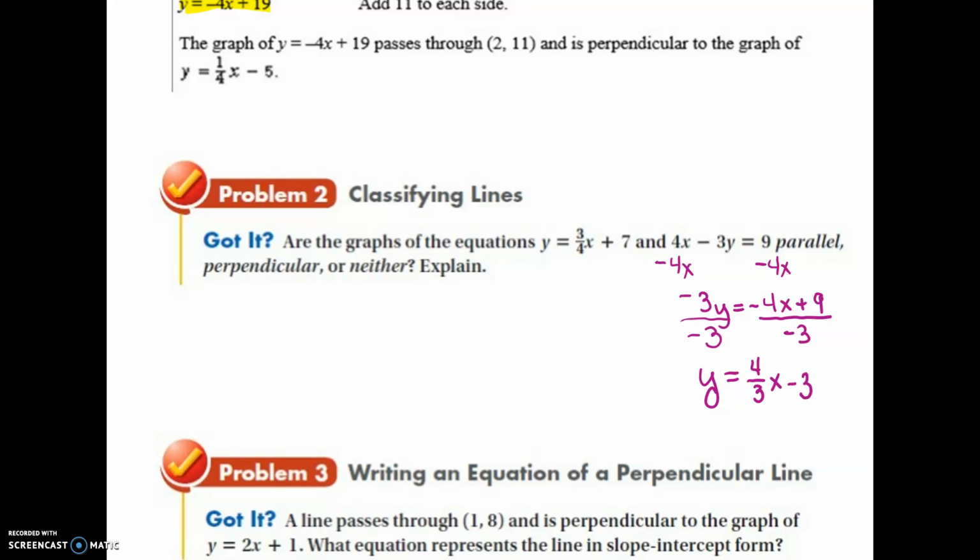Now the question is, they can't be parallel because they're not the same slope, and they can't be perpendicular because they're not opposites. They are reciprocals, but they're not opposite reciprocals. So in this case, we would have to say neither, depending on how you say that. So it's just a way to compare them in different forms and see if you can identify parallel, perpendicular, or neither.